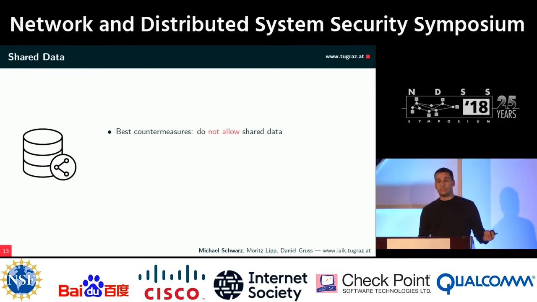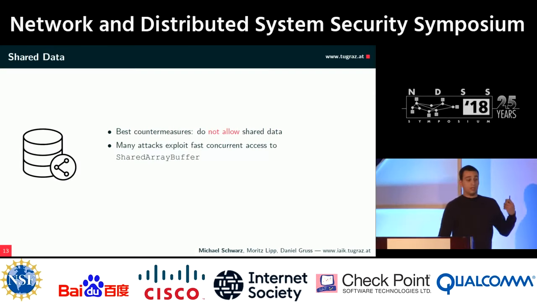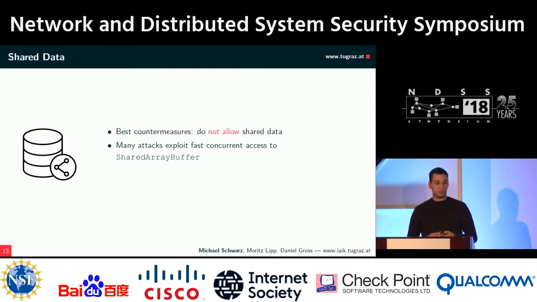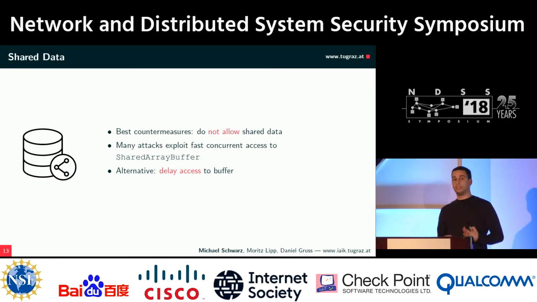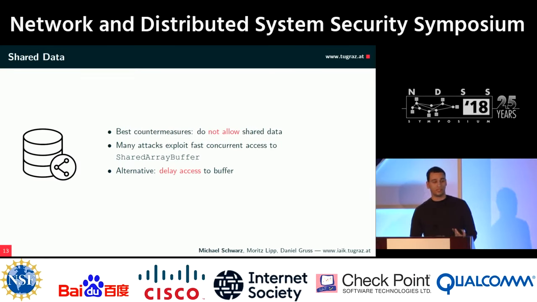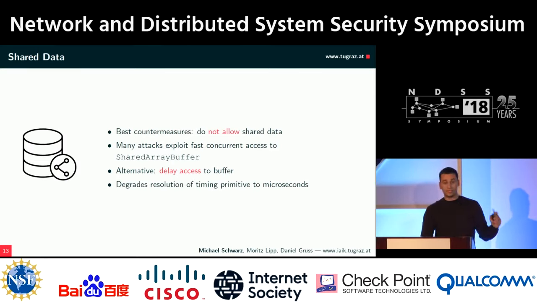And for shared data, the same is true as for multithreading. The best would be to not have shared data at all, but that's not going to happen either. So we have to do something else here. We delay the access to the shared buffer, because some attacks, especially the high-resolution timers that are built with shared data, exploit the fact that we can access this shared data concurrently, reading and writing in a very fast way. If we delay those accesses, a lot of those timers do not work anymore, which are the prerequisites for a lot of attacks. And that degrades the best timer we can build to a resolution of some microseconds.